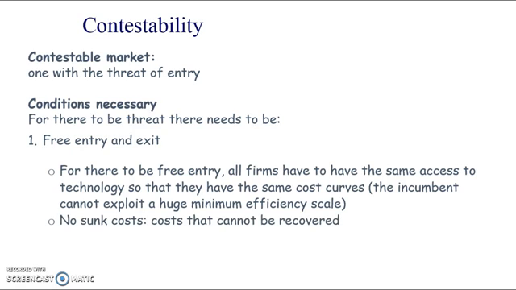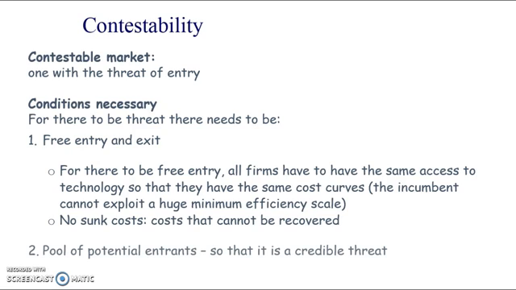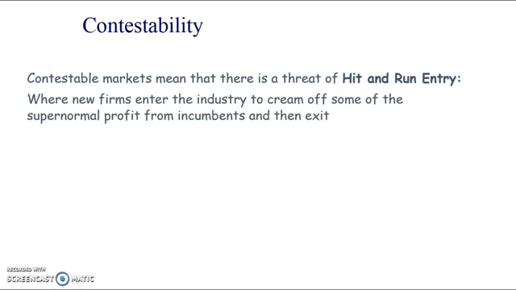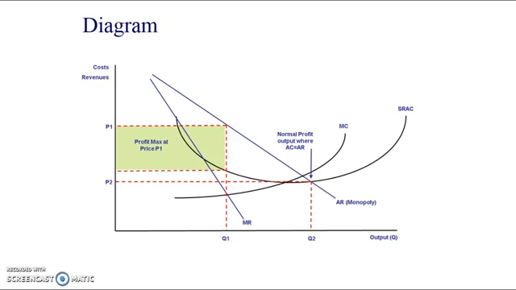It's got to be no sunk costs, because those are costs that can't be recovered, and that would be a barrier to entry and exit. The other condition is there's got to be a pool of potential entrants, so that it is a credible threat. There are firms that want to enter the market. Okay, now when we get contestable markets, it means that there's a threat of what we call hit and run entry, and this is a term that you need to know. It's where new firms enter the market to cream off some of the supernormal profit from the incumbents, and then they exit after they've gained from this supernormal profit.